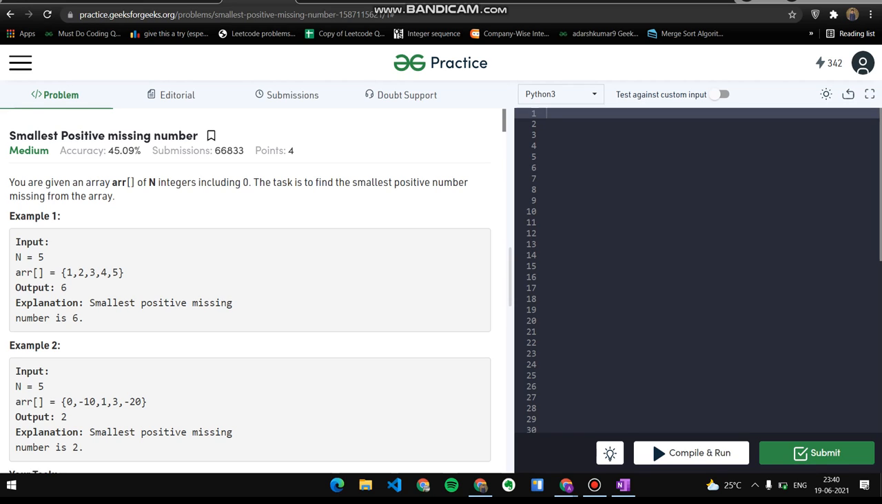So, welcome everyone. Today we are going to discuss a very important problem, which is the smallest positive missing number, which was previously asked in Amazon interviews and many others. In this question, we are given an array of n integers, which can include 0, positive and negative numbers. We have to find the smallest positive number missing from the array.